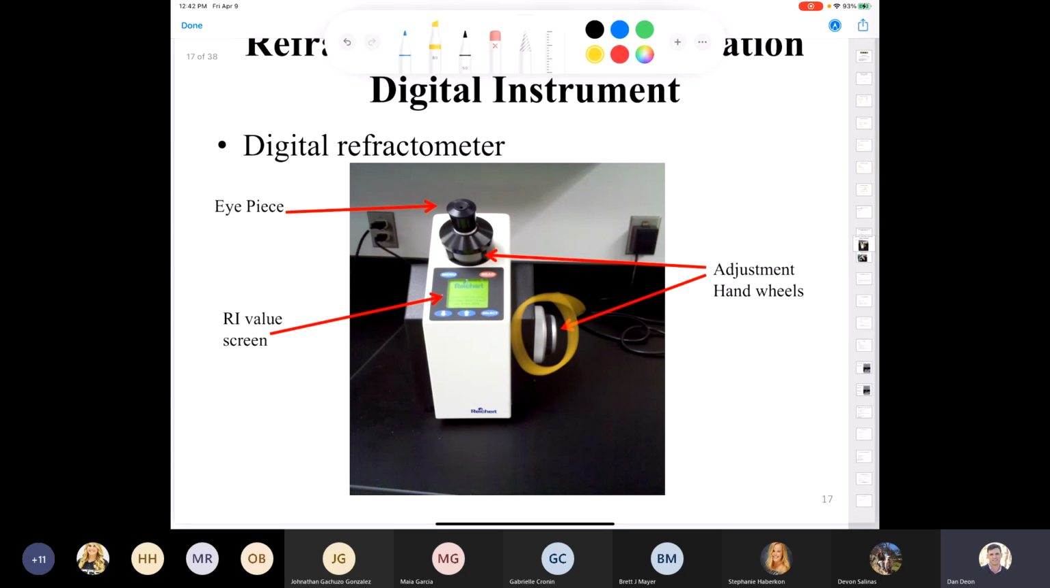Going back to our refractometer, this is the eyepiece up here. This is the coarse adjustment knob. This is the refractive index value screen. You're just going to read it off there.